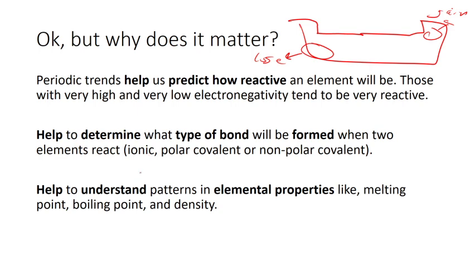Periodic trends can also help us determine what type of bond will be formed when two elements react: ionic, polar covalent, or nonpolar covalent. We're not going to talk about those today. I will come back to those when we talk about bonding. And they help us to understand the patterns in elemental properties like melting point, boiling point, and density.